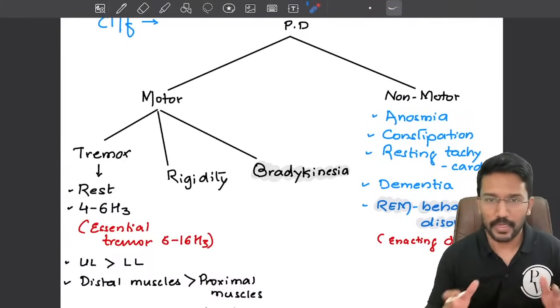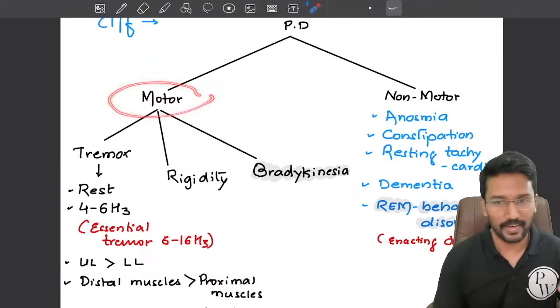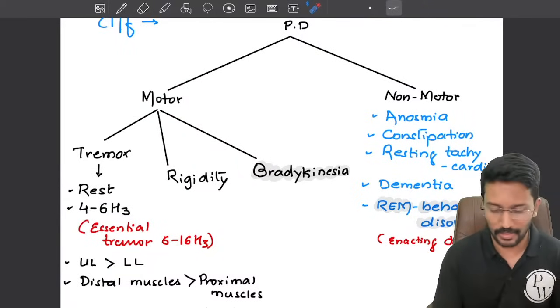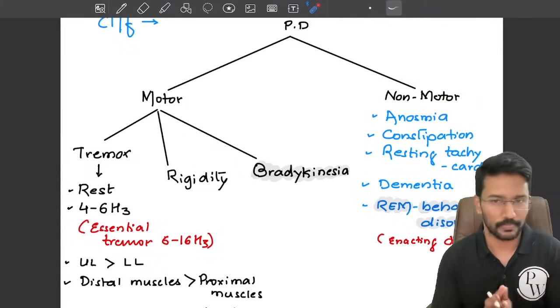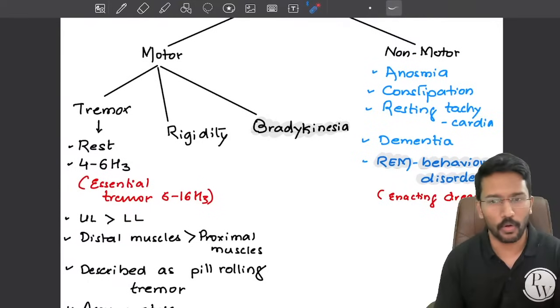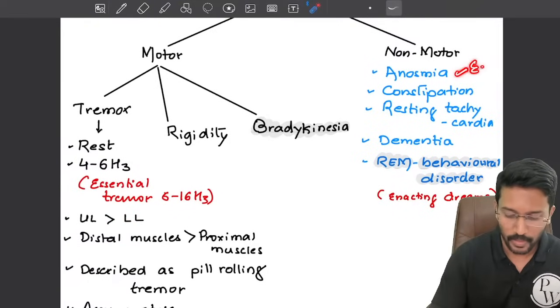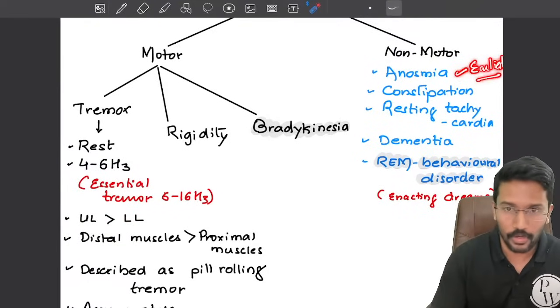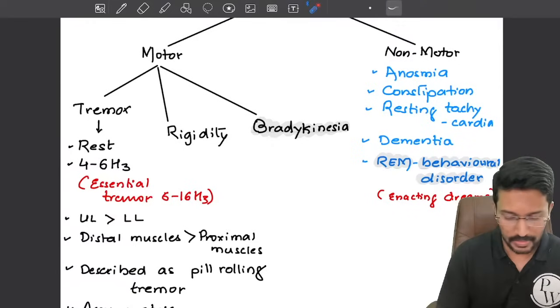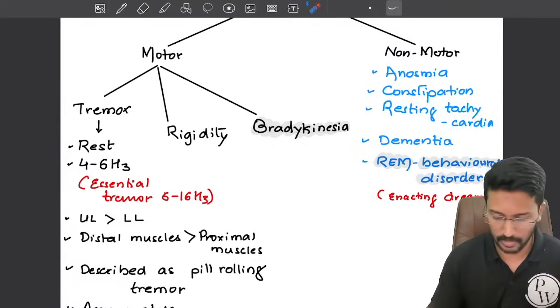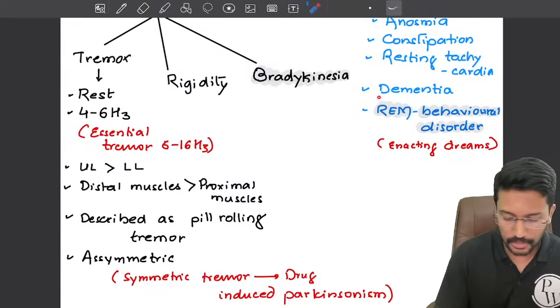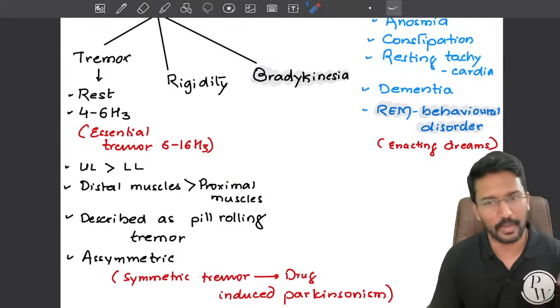The symptoms can be divided into motor symptoms related to substantia nigra degeneration and non-motor symptoms. Among non-motor symptoms, some of us we already know, right? Anosmia is the earliest of all the symptoms. Patients can have constipation and resting tachycardia because of autonomic nervous system dysfunction. Because of degeneration in frontal and temporal lobe, they can have dementia.